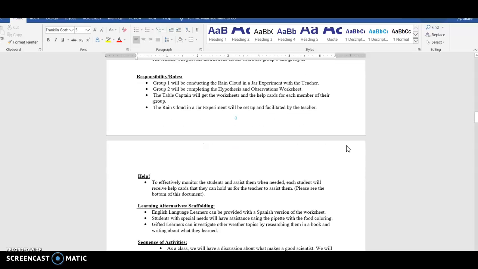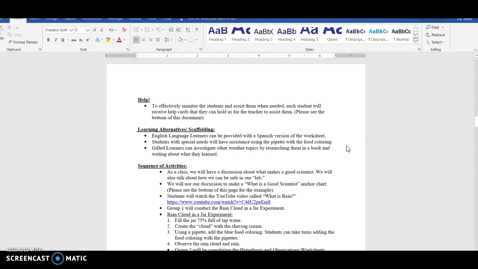Responsibility and roles. Group 1 will be conducting the rain cloud in a jar experiment with the teacher, and Group 2 will be completing the hypothesis and observations worksheet. The table captain will get the worksheets and the help cards for each member of their group. The rain cloud in a jar will be set up and facilitated by the teacher. So what does a student do if they need help? To effectively monitor the students and assist them when needed, each student will receive help cards that they can hold up for the teacher to assist them. And I will be showing you the help cards at the bottom of this document that I made.